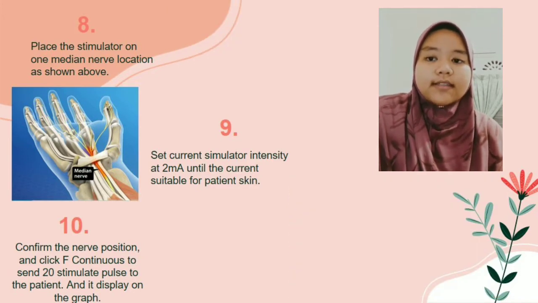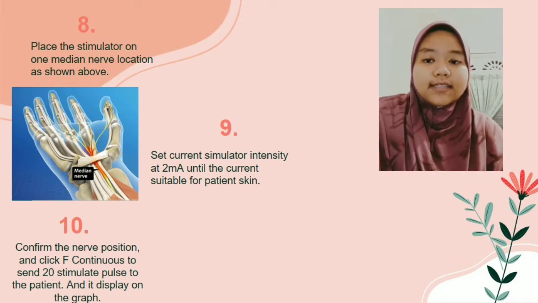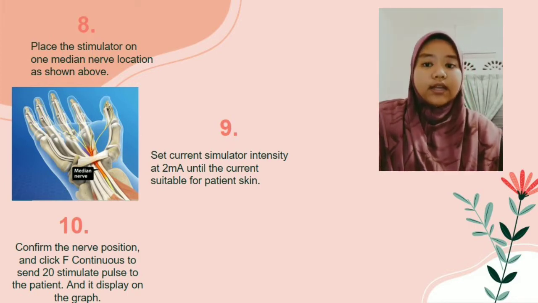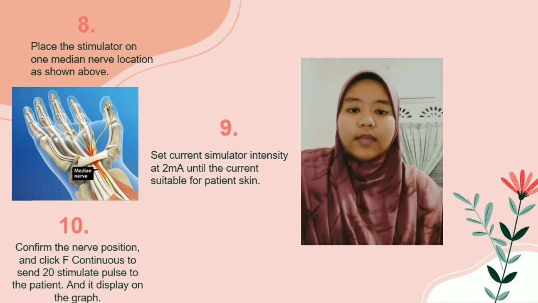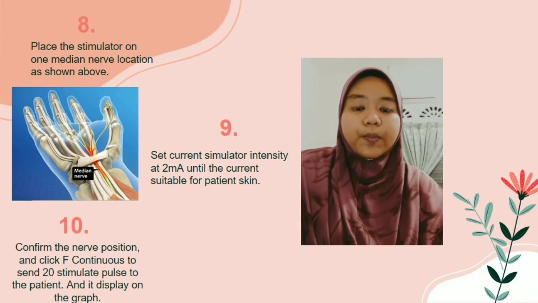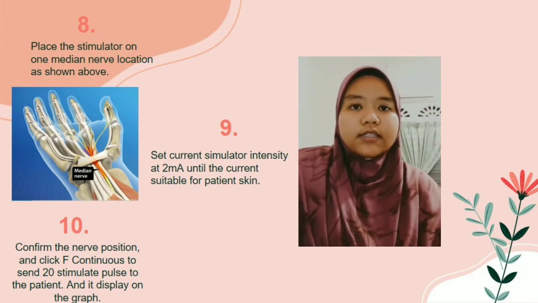Step 9. Set the current stimulator intensity at 2 mA, adjusting until the current is suitable for the patient's skin. Step 10. Confirm the nerve position and click F continuous to send 20 stimulating pulses to the patient. Before clicking F continuous, place the stimulation electrode onto the nerve and click single to verify the location of the nerve to stimulate.